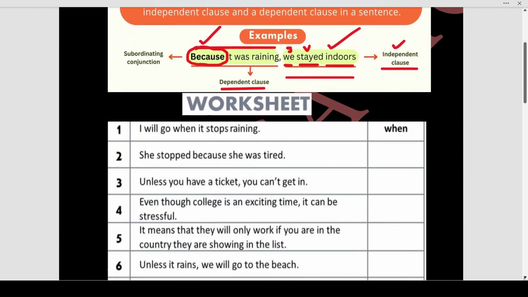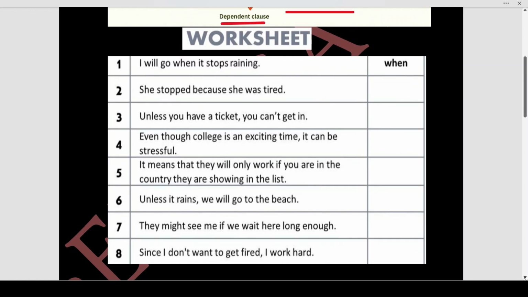Okay, now before we go over to this worksheet, what two things do we have to identify? We have to identify the dependent clause and we have to identify the independent clause first. Only then we will be able to answer this, which is the subordinating conjunction.